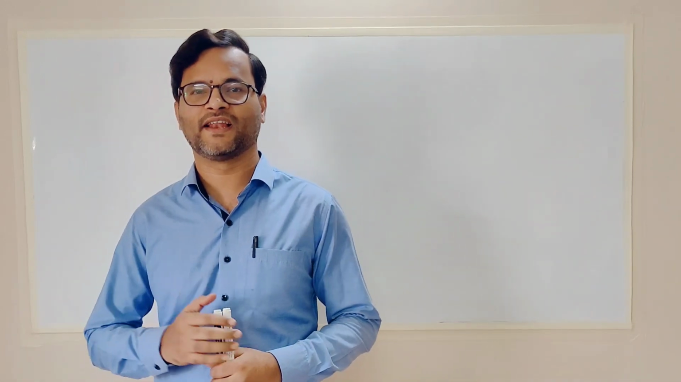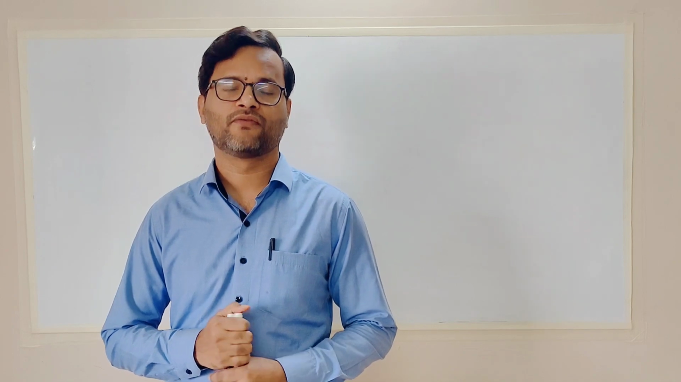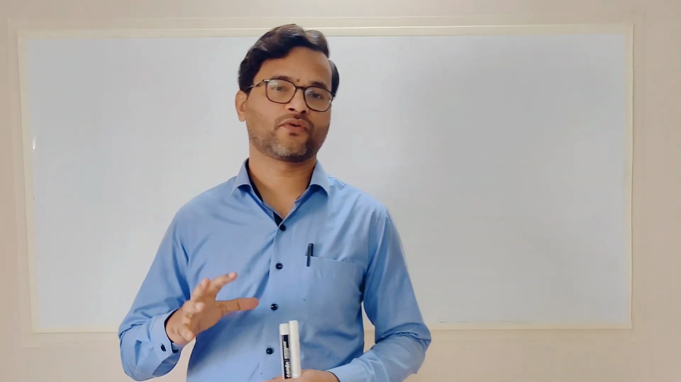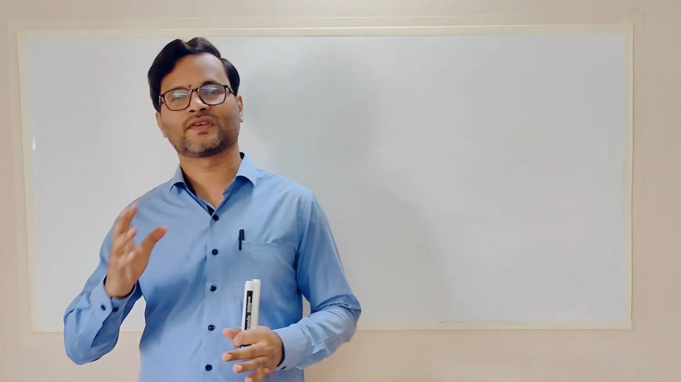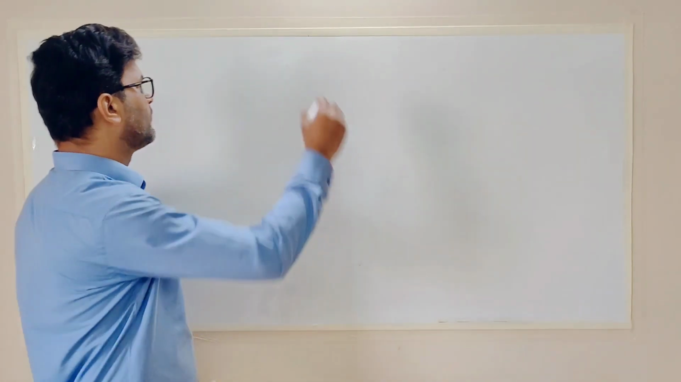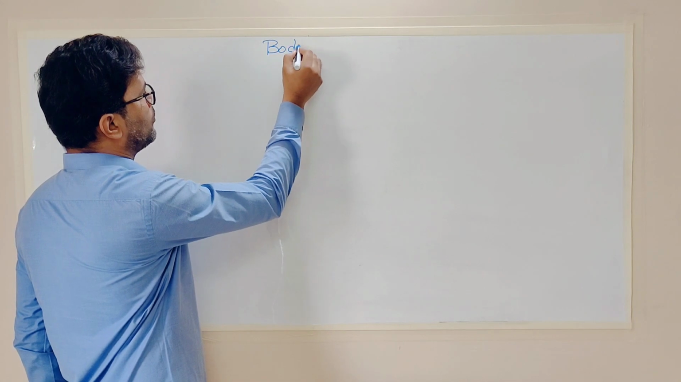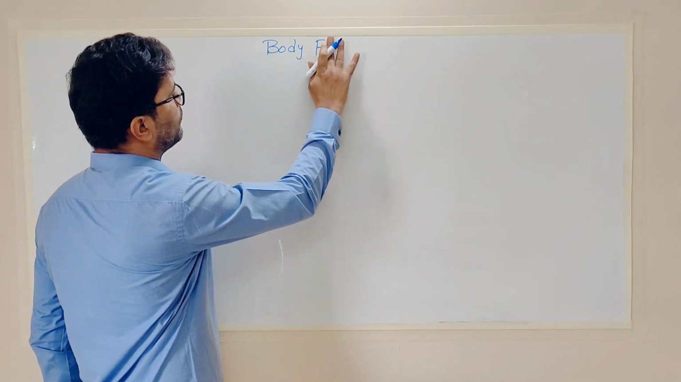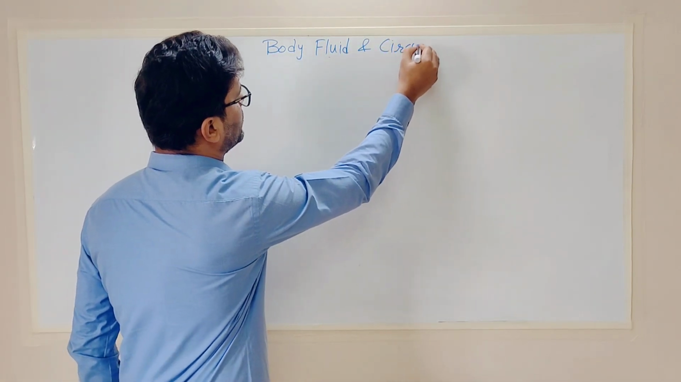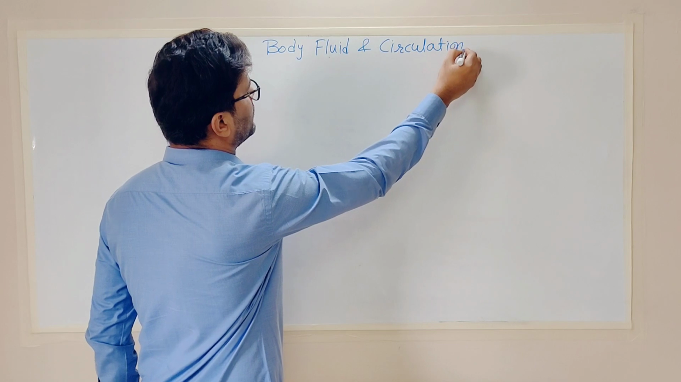Today we will discuss a very interesting chapter of class 11th from the unit Human Physiology. For the board exam it has a weightage of 7 to 9 marks, and for NEET it has a weightage of 3 to 4 questions. That means 12 to 16 marks from this chapter. The name of this chapter is Body Fluid and Circulation. So, body fluid and circulation chapter we will discuss today.